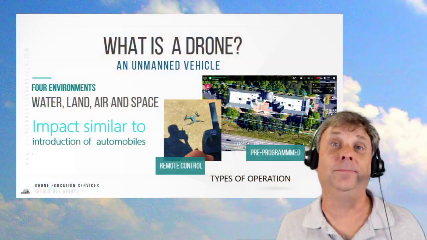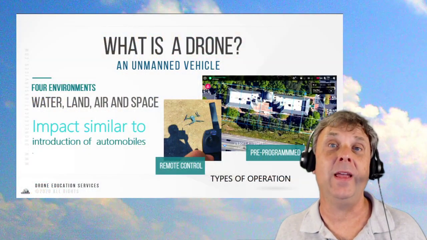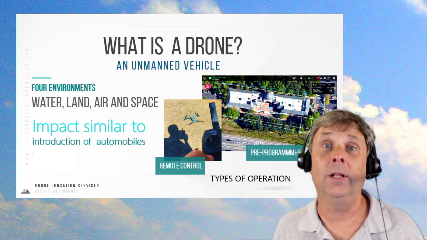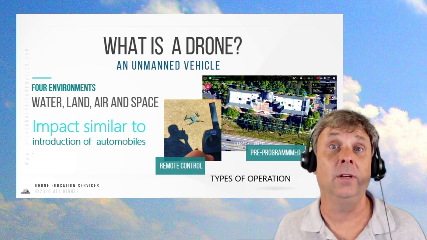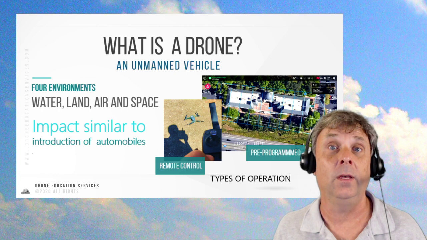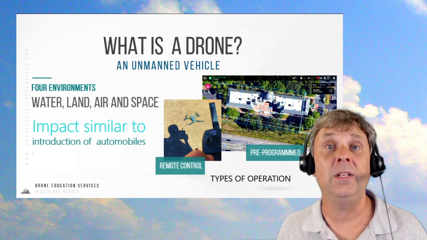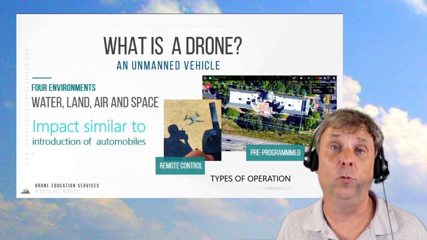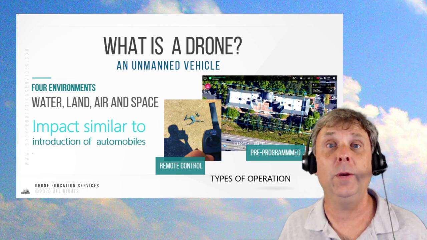What is a drone? A drone is an unmanned vehicle. It can operate in the 4 environments of water, land, air, and space. The impact has been described as being similar to when automobiles hit the road for the first time. Now there are so many different types of operations, but typically they're either remote controlled or pre-programmed.